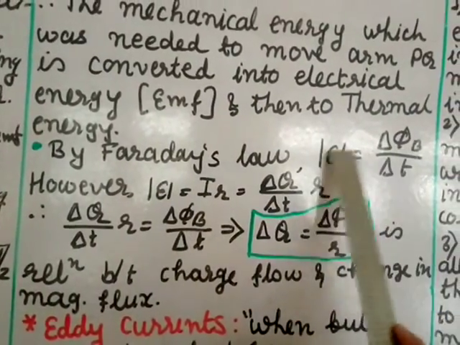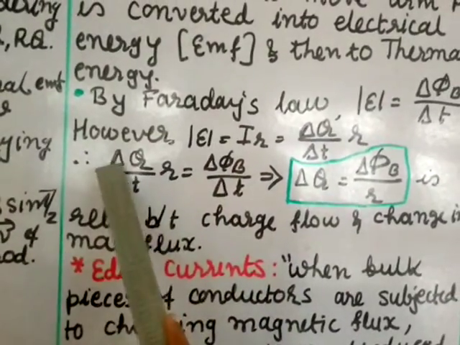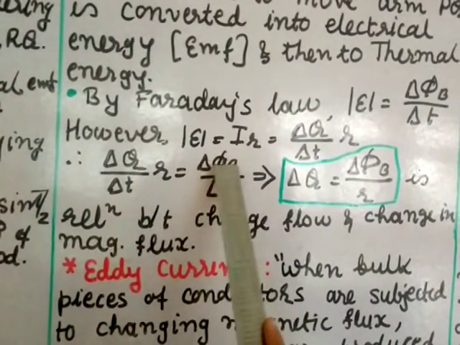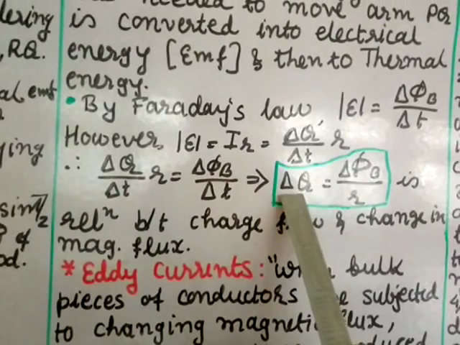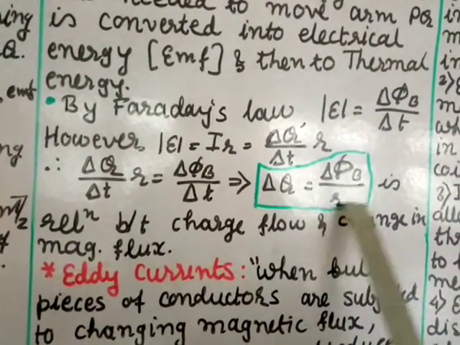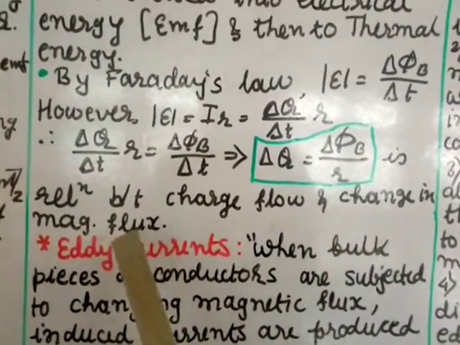Now both these values are of E, so you can compare these two values. I am comparing delta Q by delta T into R with delta phi B by delta T. Delta T cancels, R you transfer here. So we get delta Q is equal to delta phi B by R. And this is a relation between charge flow and change in magnetic flux.